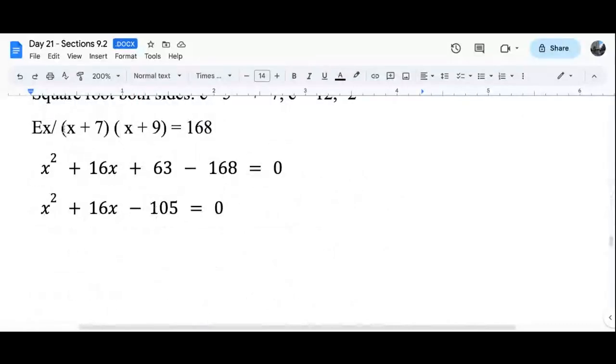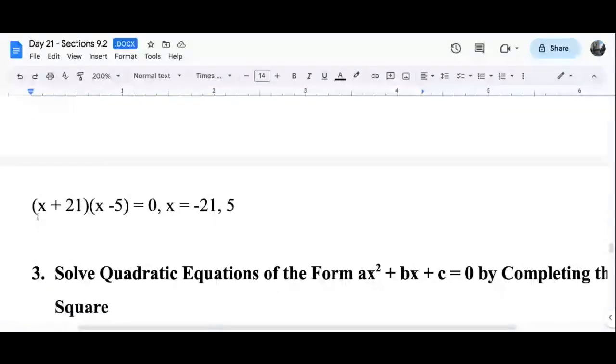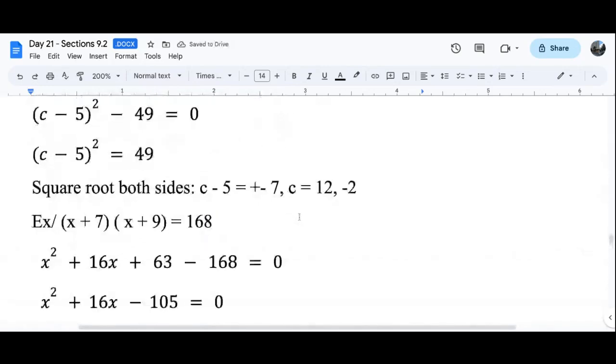Now let's see this example. We have (x plus 7)(x plus 9) equals 168, right? We can subtract 168 on both sides, so we get x squared plus 16x minus 105 equals 0. Then this one is factorable. We can factor it as plus 21 and minus 5. Or we can use completing squares. So how do we complete a square? Let's start from the beginning.